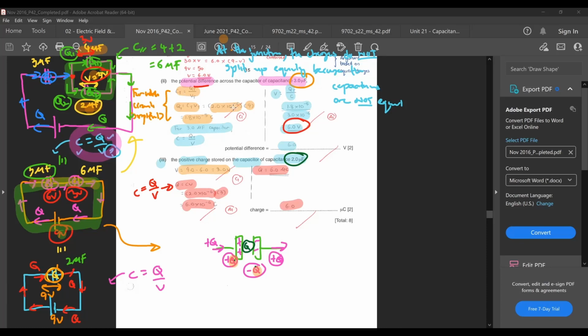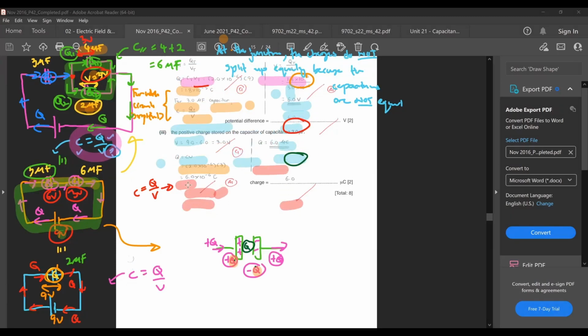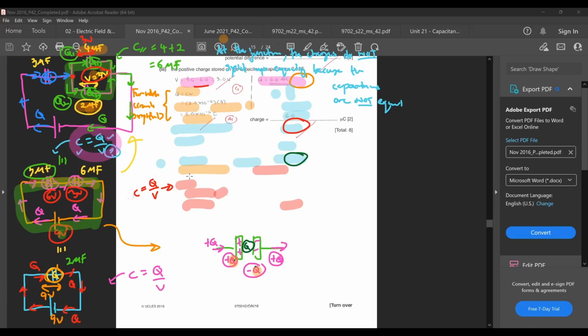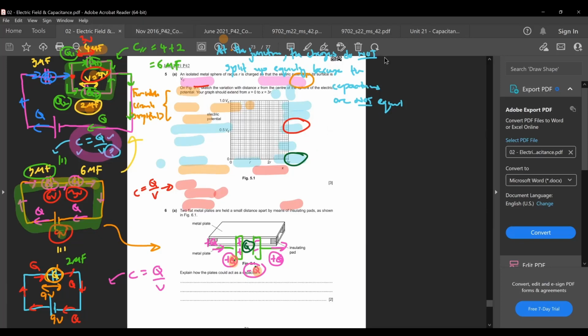So this is one other part to your question. You notice that all the calculations you've done so far are just using C equals Q over V. It's just that you're applying it to different parts of the same circuit, or different forms of the same circuit. Only then will you be able to understand the logic here. Okay, let me just clear this up.